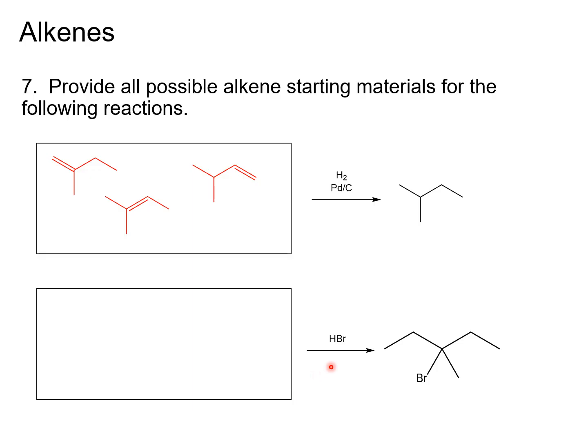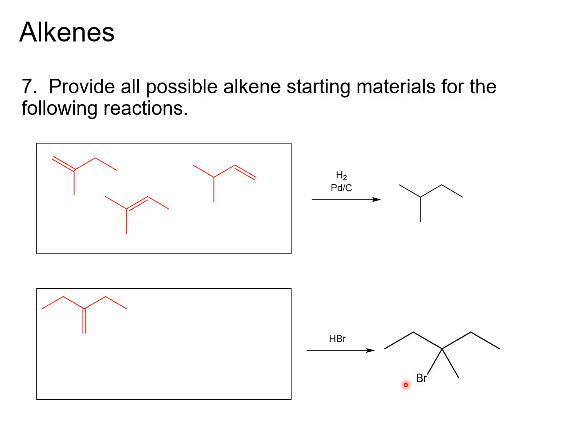So now I have to remember that this HBr is an alkene reaction, but I know that wherever I put the alkene, I'm going to want to make sure that this carbon is the more substituted carbon because that's where the bromine ends up.